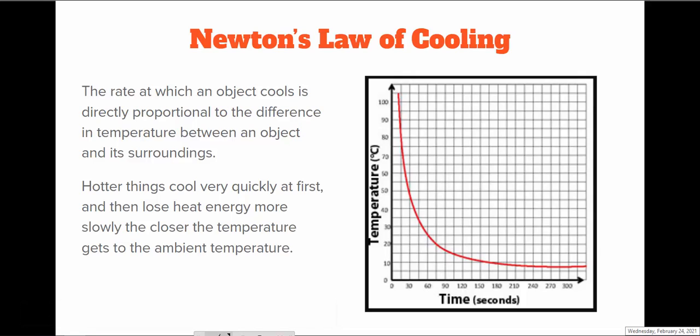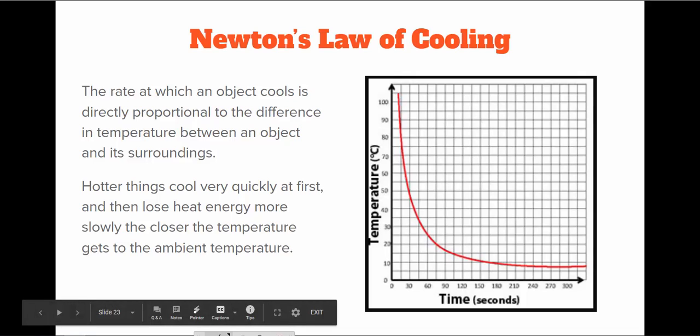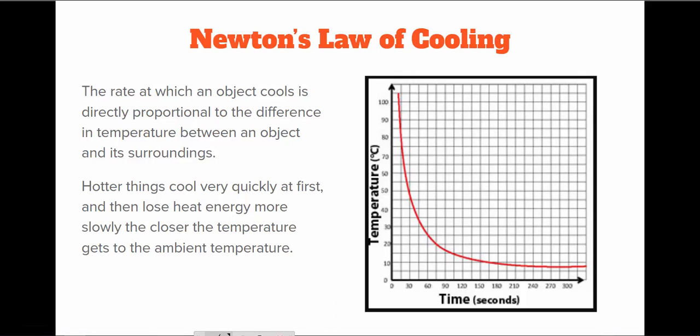Newton's law of cooling, there's not really any questions about this directly. The biggest thing that most people need to realize about Newton's law of cooling is that the rate at which an object cools is directly proportional to the difference in temperature between the object and its surroundings. So, for instance, what this is showing is that if you have an object that's very warm, like 100 degrees Celsius, like boiling water, it cools very rapidly at first, but then the rate decreases as that temperature decreases.